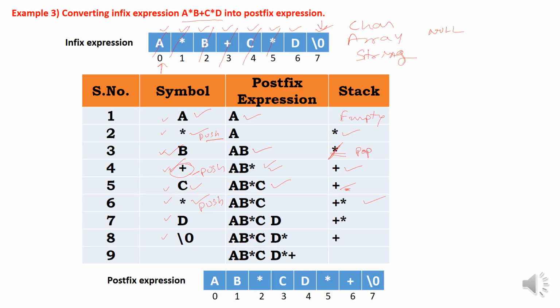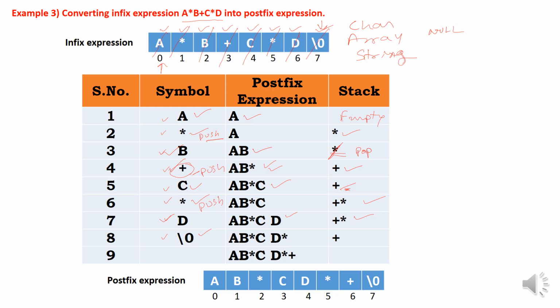Now read next character. What is next character? It is D. Is it an operand? Yes. If it is an operand, simply add it to postfix expression: C D. Now stack contains again the same plus and asterisk. Read next character backslash 0, which is the null character, which indicates the end of the string. We reached the end of the infix expression.